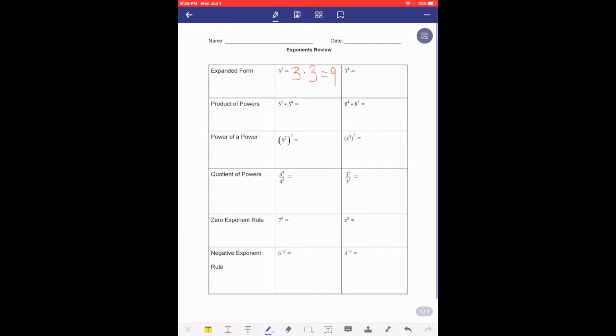3 to the 4th power you're going to do for homework. So all these examples, this column, you'll be doing for homework.